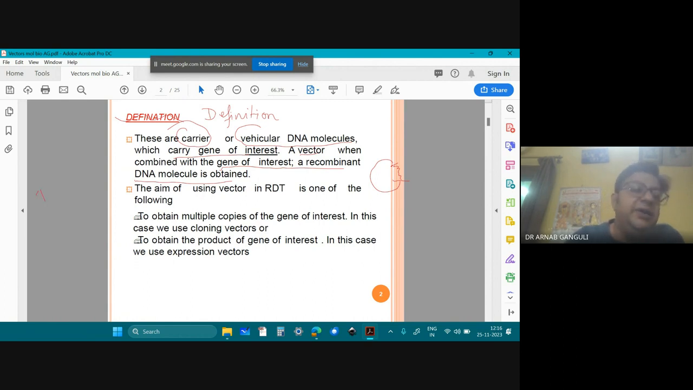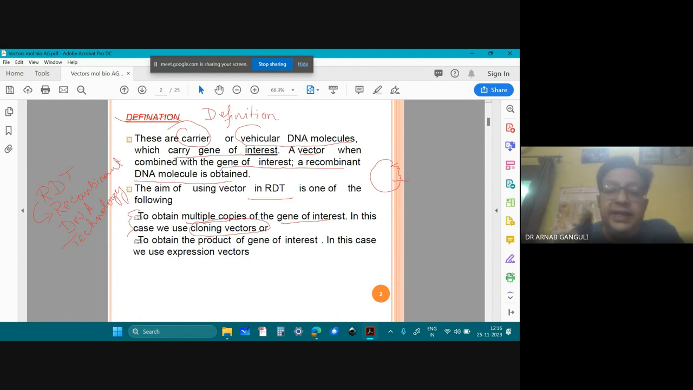RDT means recombinant DNA technology. Acha. The aim of using a vector in recombinant DNA is one of the following. Why do you use it? Vector to obtain multiple copies of the gene of interest. For example, a cloning vector, about which I had already given a brief class.